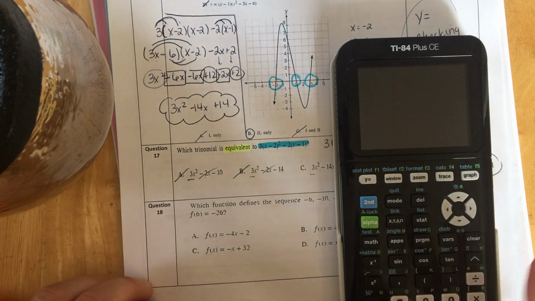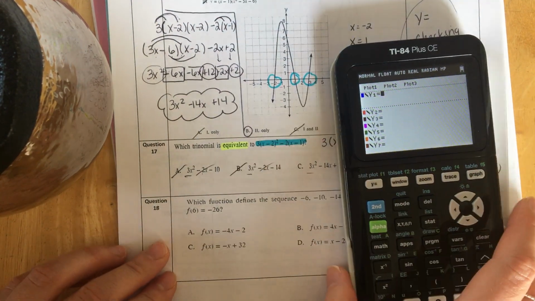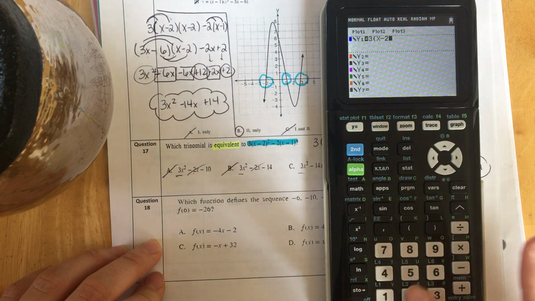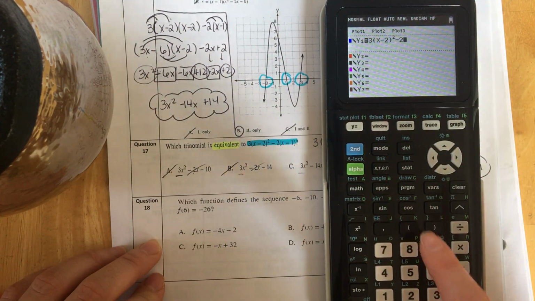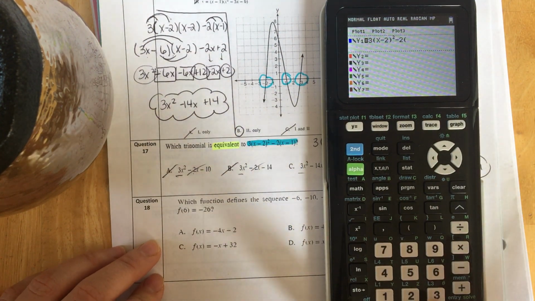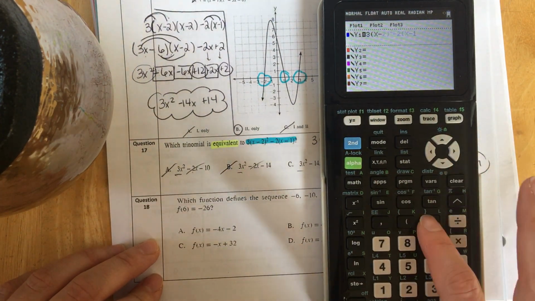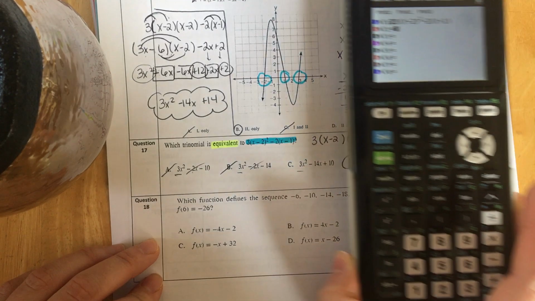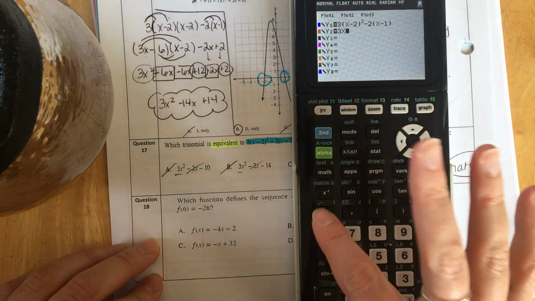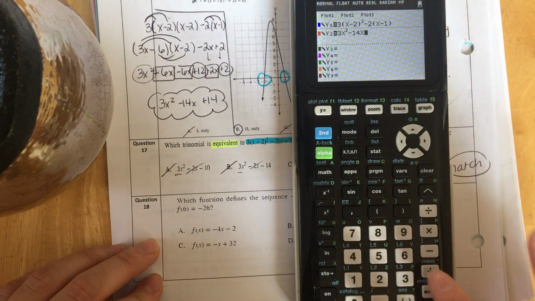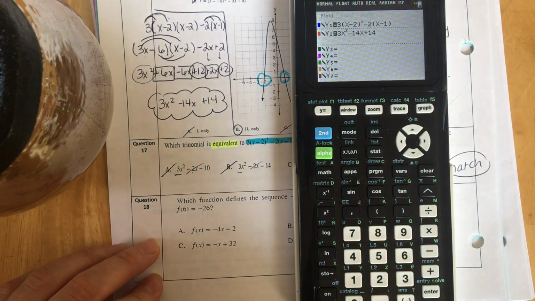So I'll show you what I mean. You probably are getting the hang of this by now, but plug it in really carefully. So 3 parentheses x minus 2 squared minus 2 parentheses x minus 1. That's your original, and then plug in what you got as an answer, 3x squared minus 14x plus 14, and your y values should match.